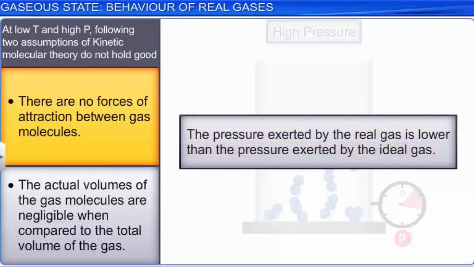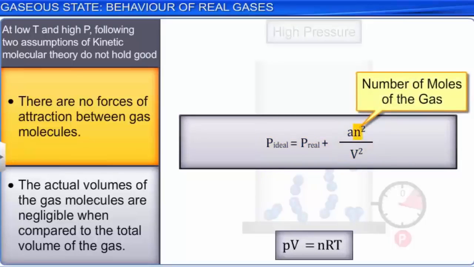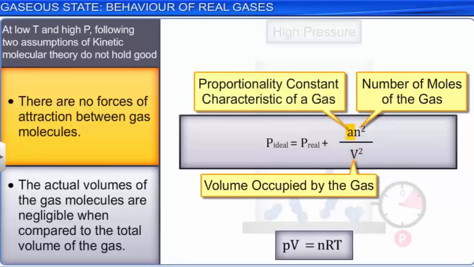Hence, the pressure in ideal gas equation is corrected as P ideal is equal to P real plus A multiplied by n square divided by V square, where n is number of moles of the gas, V is the volume occupied by the gas, and a is the proportionality constant characteristic of a gas.